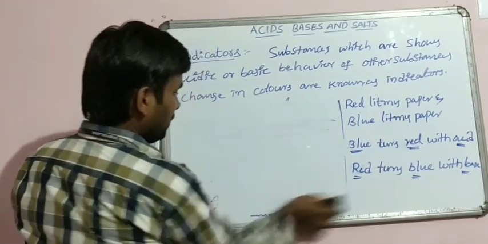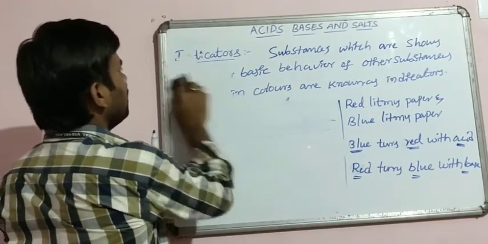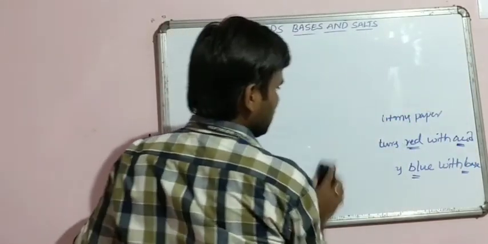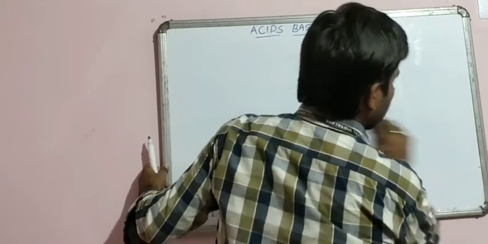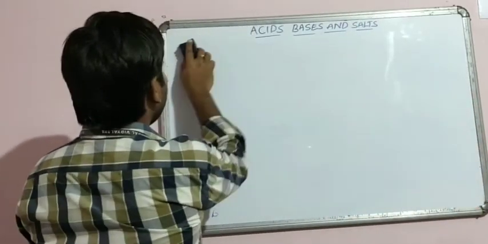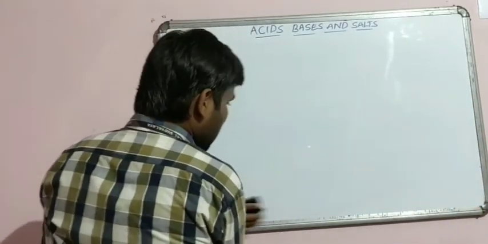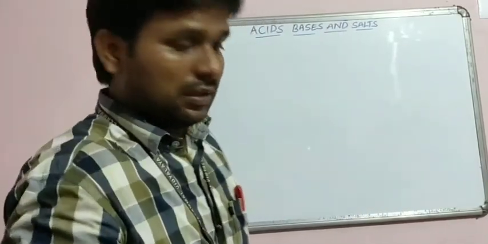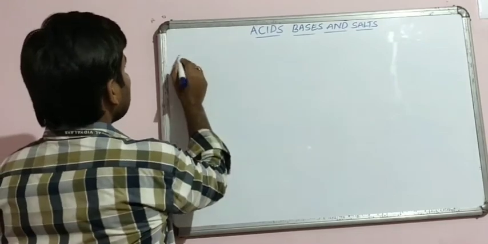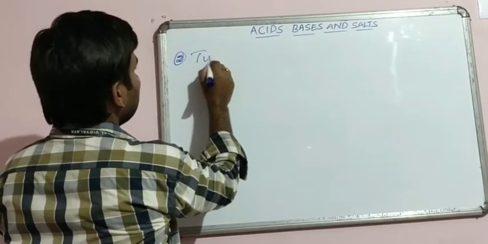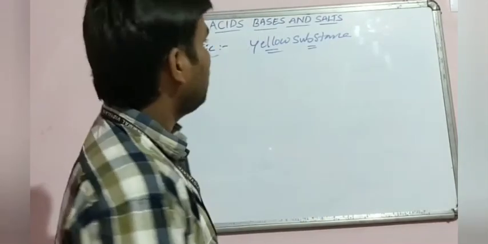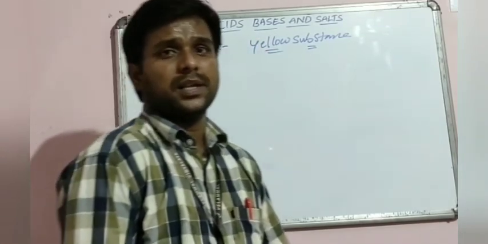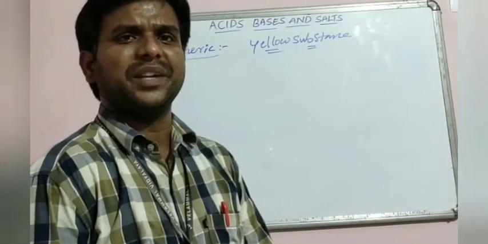And the next one, turmeric. Turmeric we know we are using in the kitchen. It is an antiseptic substance. It is used in many Ayurvedic medicines. It acts as an antiseptic substance. The second indicator is turmeric. Turmeric is a yellow color substance. We are preparing turmeric solution or turmeric paper.